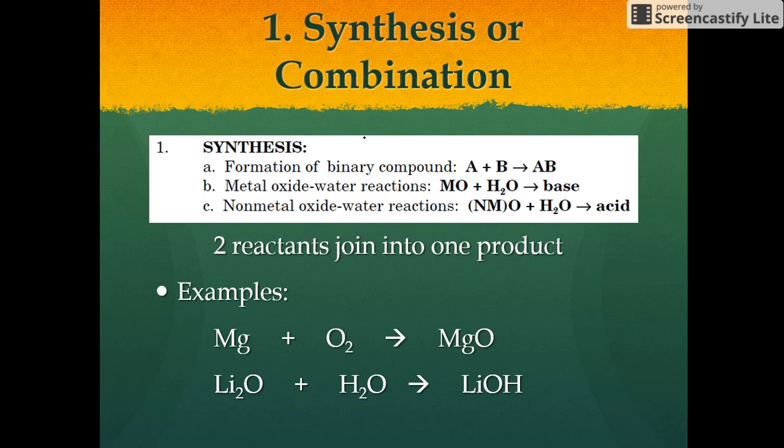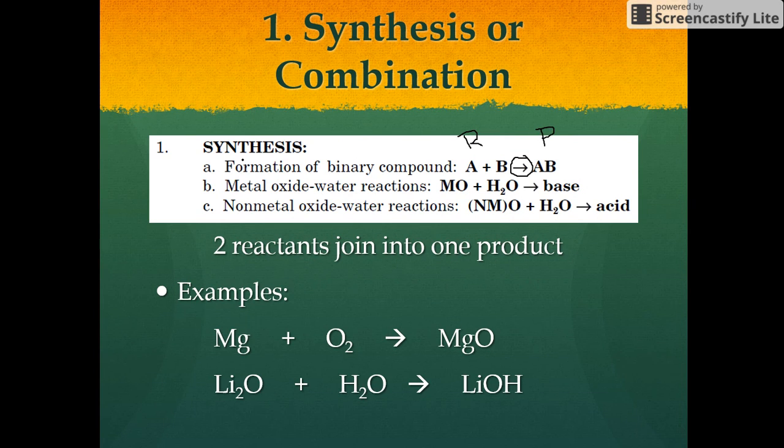Synthesis is basically when things come together, and what you need to understand is that things on this arrow means that a reaction happened. So things on the left side of the arrow are what went into it. These are called my reactants. Things on the right side of the arrow are things that come out at the end of this reaction. So these are called my products.